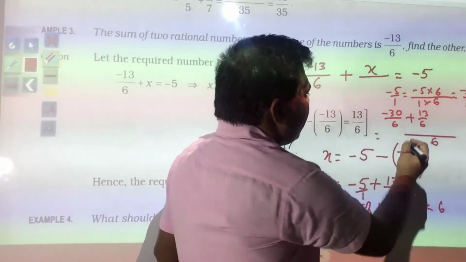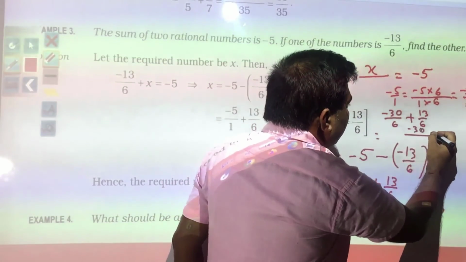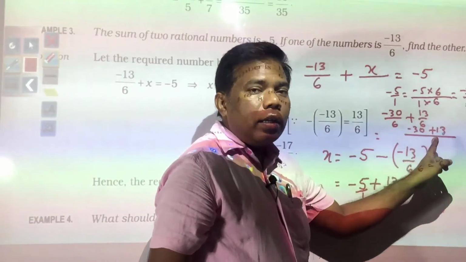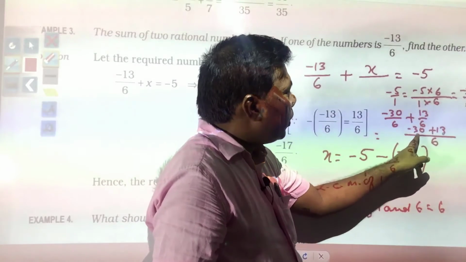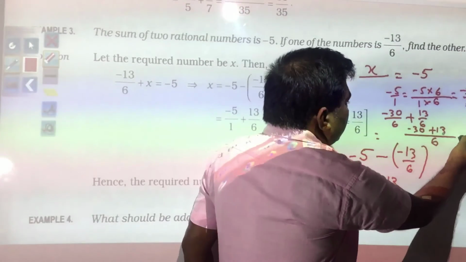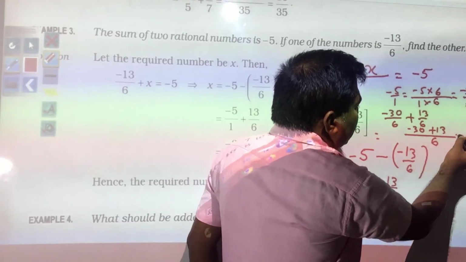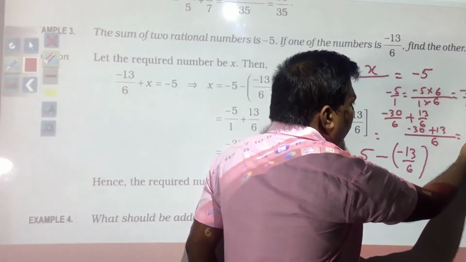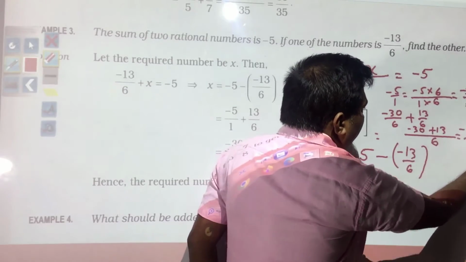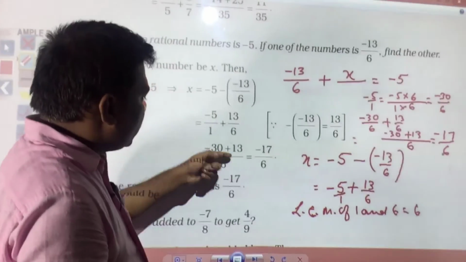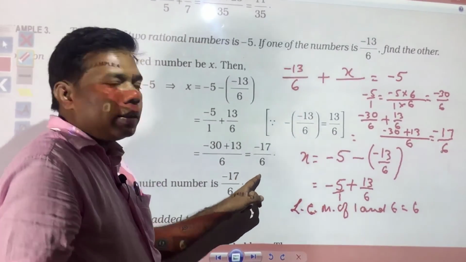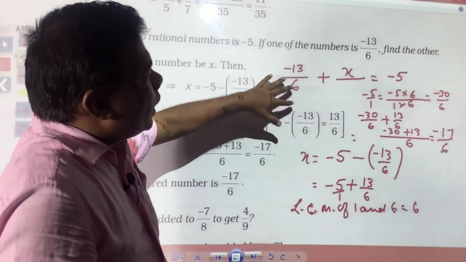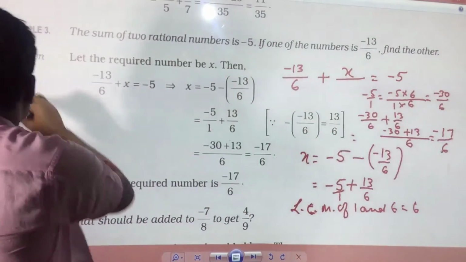Simply the numerators are required to be written over 6: minus 30 plus 13. Now again opposite signs are there, so the smaller number is required to be subtracted from the bigger number. Subtract: 10 minus 3 is 7, 2 minus 1 is 1, the sign will be negative, divided by 6. So you have got minus 17 by 6. You need to understand the question first, so that you will easily be able to solve it.